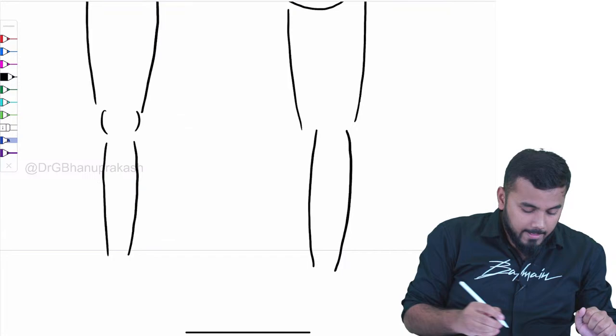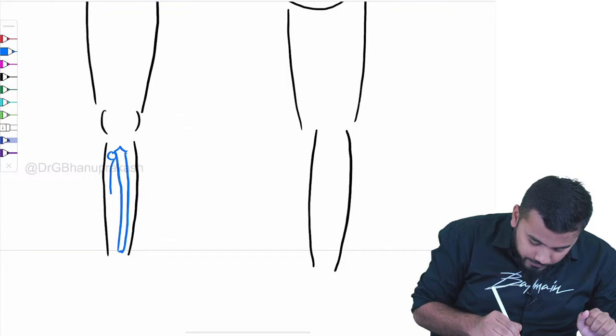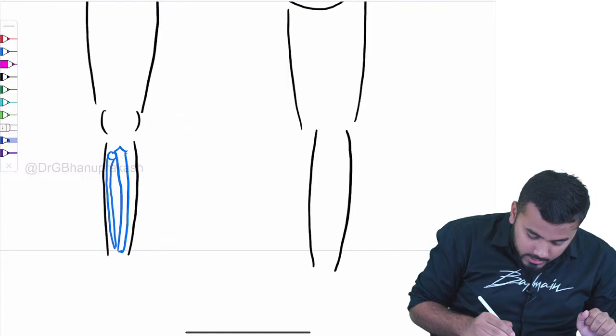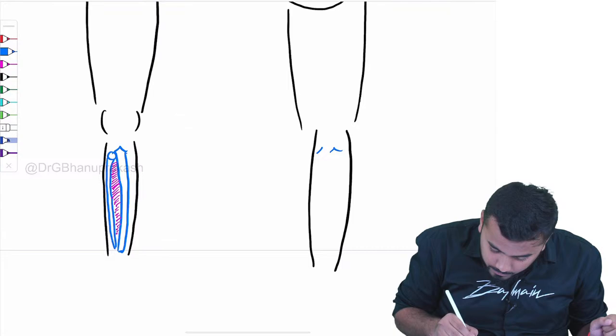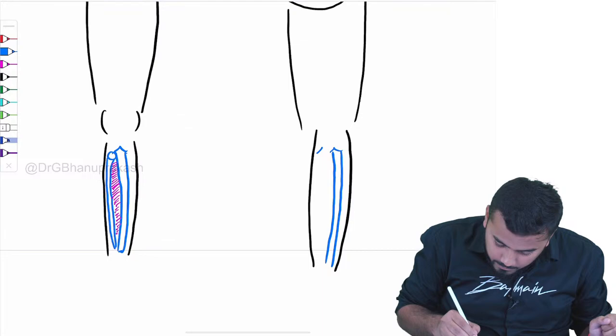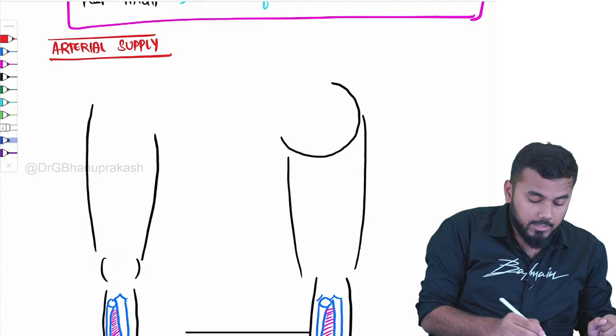Another important thing is that, let us say this is your tibia bone, and this is your fibula bone. Tibia and fibula. Let us draw that between both the bones, you have a membrane like this, and this membrane is called the interosseous membrane. Here also, you have a membrane, called the interosseous membrane. Now, why should I know this? You should know this because you are learning the arterial supply.